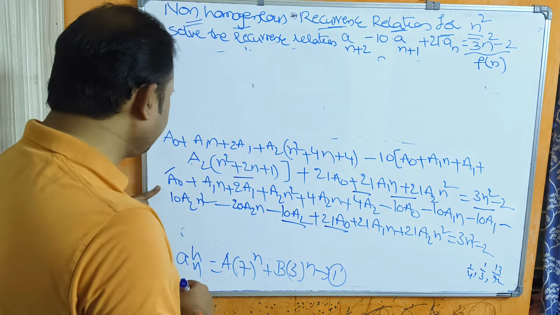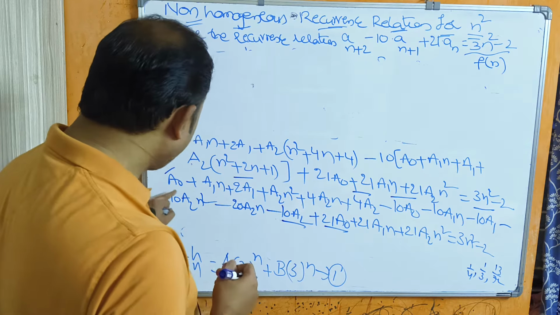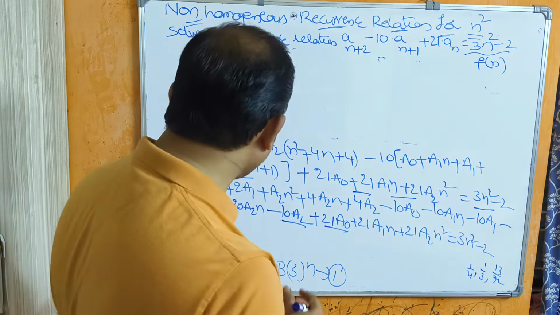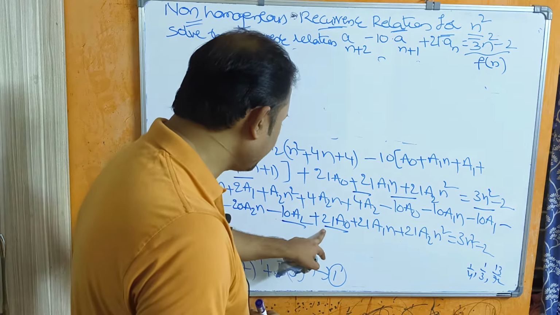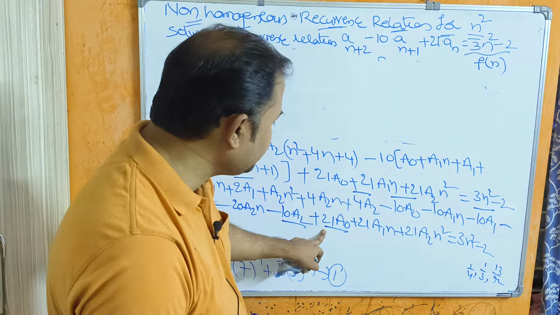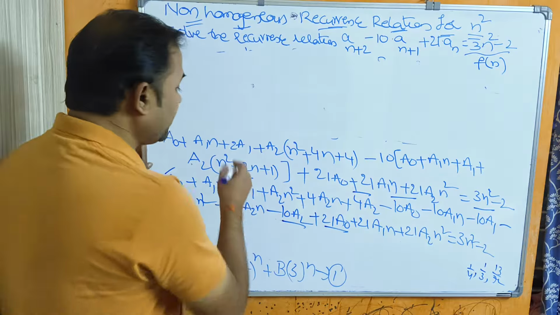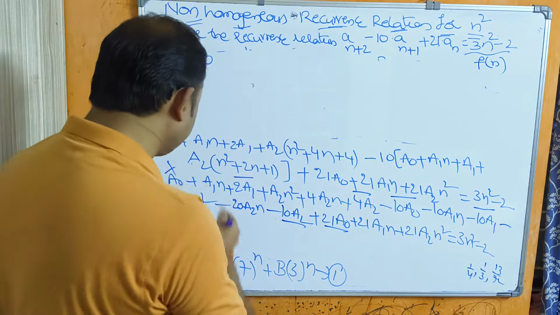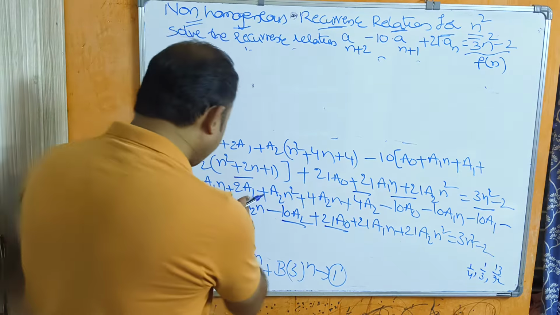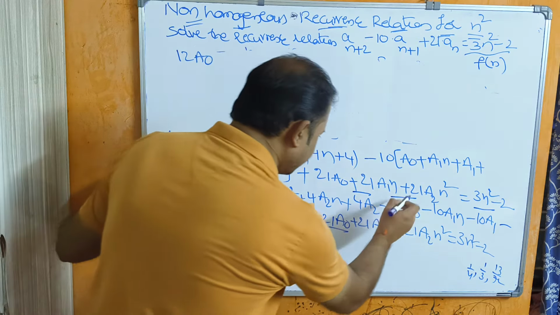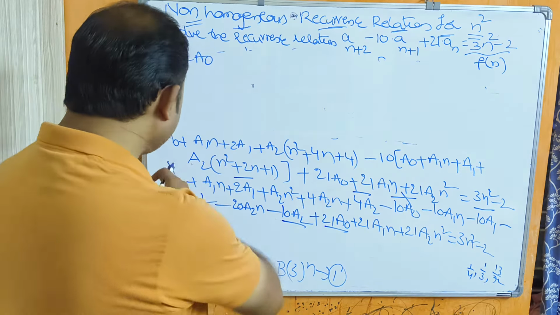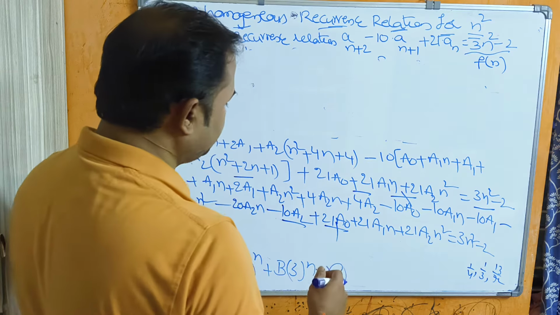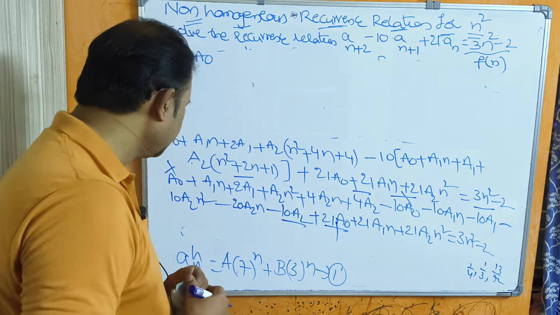If you observe here, a naught, next we have minus 10 a naught. So that means minus a naught, minus 9 plus 21 means 12. So 12 a naught. So a naught is covered. Next, this 10 a naught is covered. So minus 10 plus 1 means minus 9. Minus 9 plus 21 means 12 a naught. So a naught is covered.